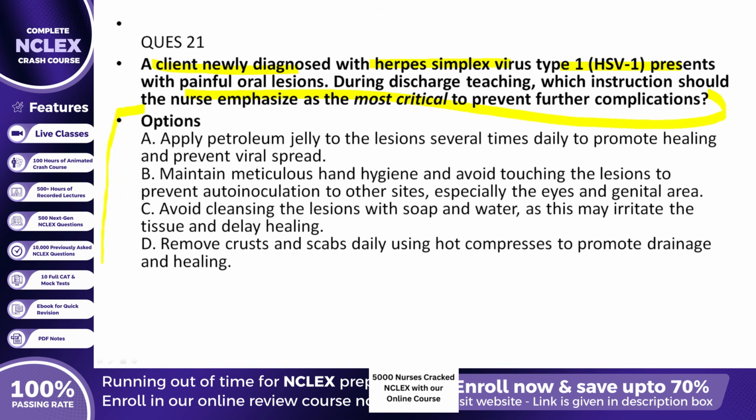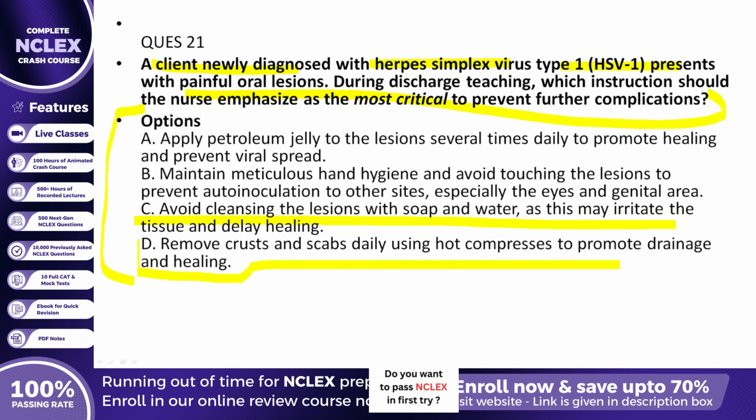Option A suggests applying petroleum jelly to the lesions several times daily to promote healing and prevent viral spread. Option B recommends maintaining meticulous hand hygiene and avoiding touching the lesions to prevent auto-inoculation to other sites, especially the eyes and genital area. Option C advises avoiding cleansing the lesions with soap and water, as this may irritate the tissue and delay healing. Option D proposes removing crusts and scabs daily using hot compresses, to promote drainage and healing.